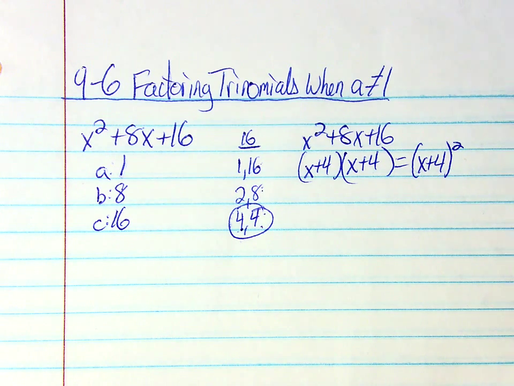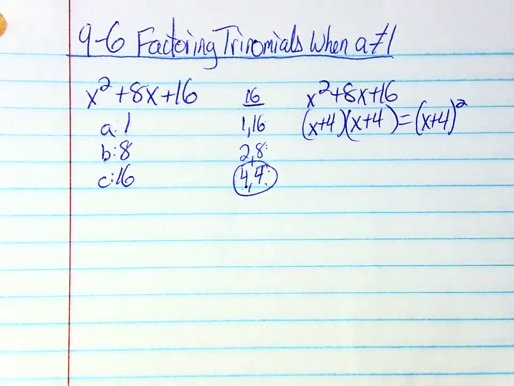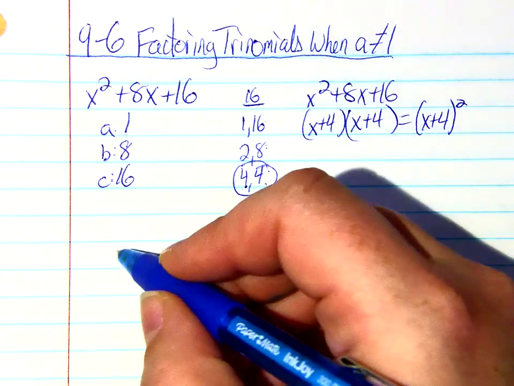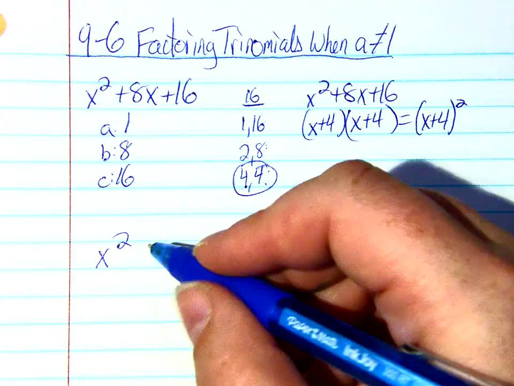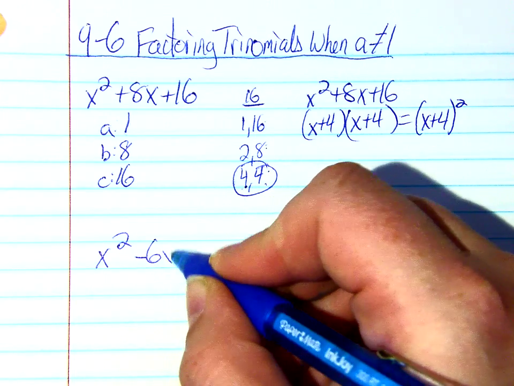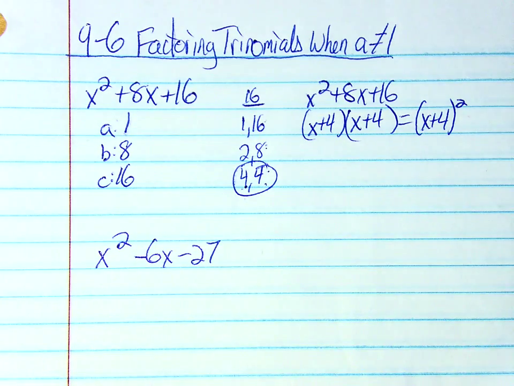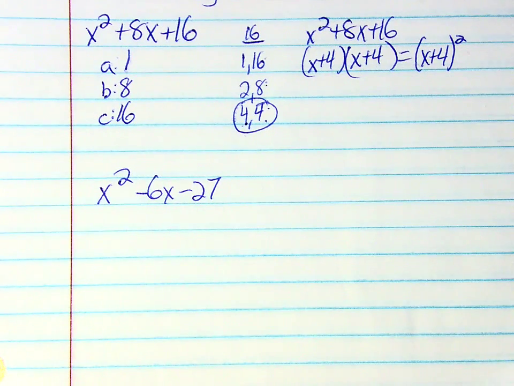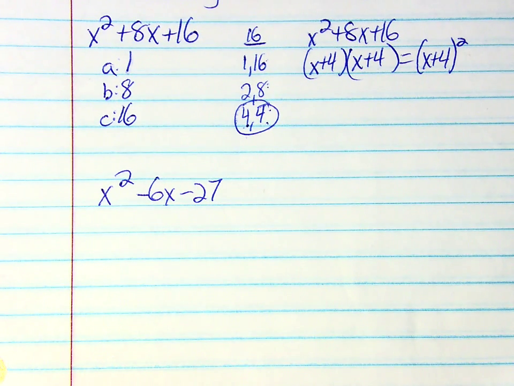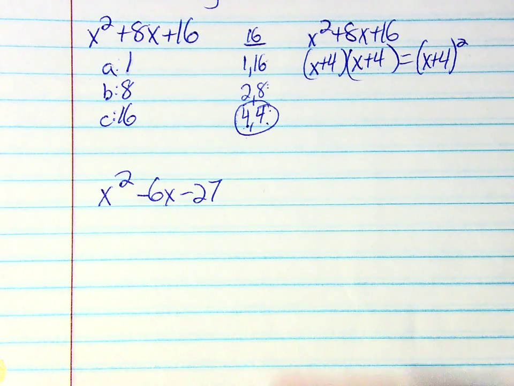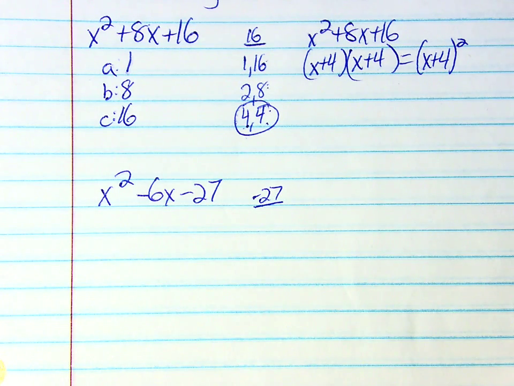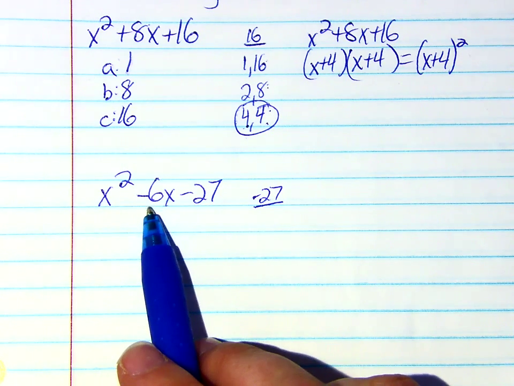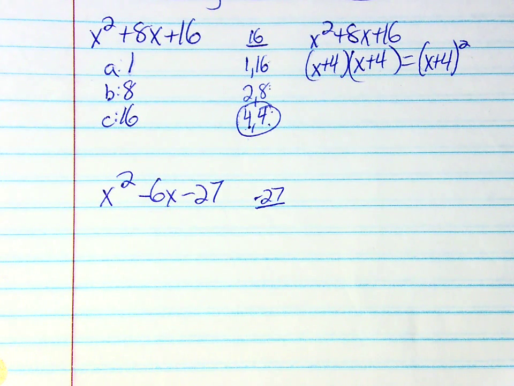Okay, so before we move on to when a is not 1, let's just do one more that has maybe subtraction in it. So let's say we had x squared minus 6x minus 27. So, Audrey, what is c in this case? Negative 27, correct. So this time you want numbers that multiply to be negative 27 that add up to be a negative 6. So just start listing.